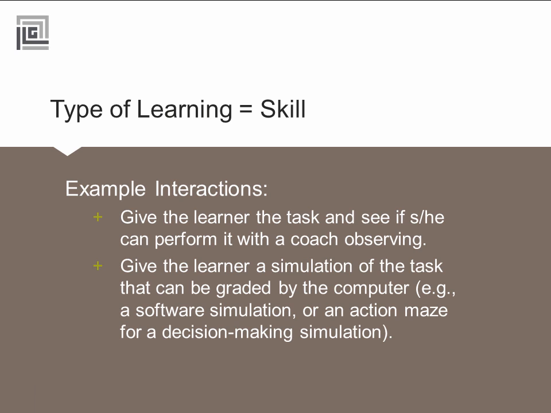Couple ideas or real examples here for skill is give the learner the task and see if he can perform it while a coach is watching. Even better if the coach has some kind of observation checklist. And then give the learner a simulation of the task that can be graded by the computer. So if you're using online or e-learning, actually simulate it. This could be a software simulation or action maze or some kind of decision-making simulation.